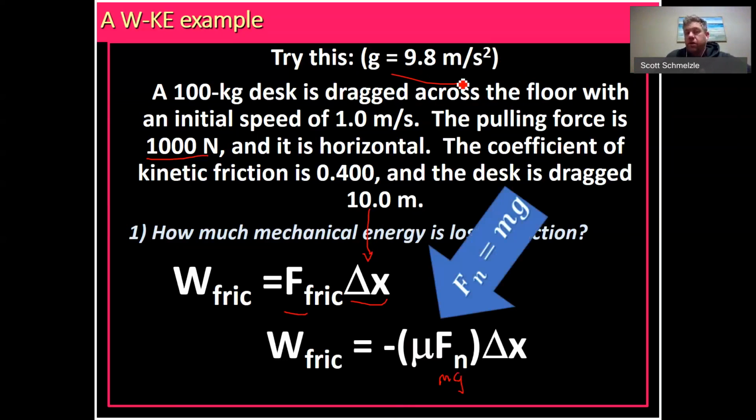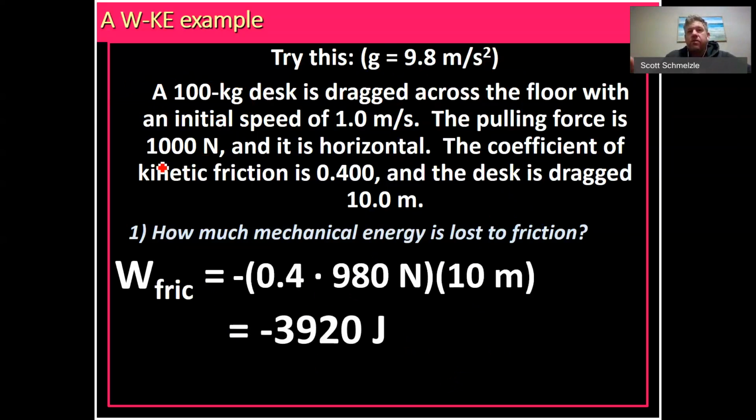So we could actually replace that with just mg, right? We got our g up here at 9.8. Do we know the mass of the desk as we're moving it? Yeah, it's 100 kilograms right there, right? So what we're able to say is, all right, 100 times 9.8, that's where that 980 came from, right? Times our coefficient of kinetic friction, which is right there, right? And what we see is we end up with a negative 3,920 joules.